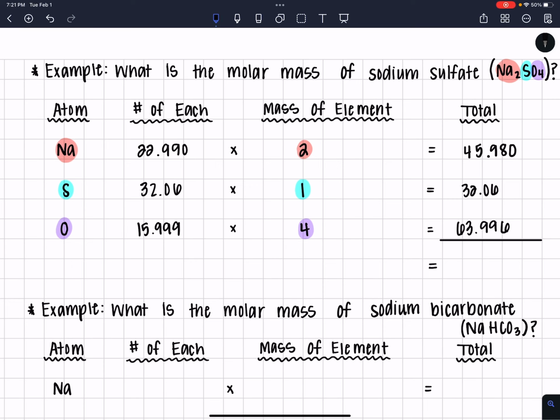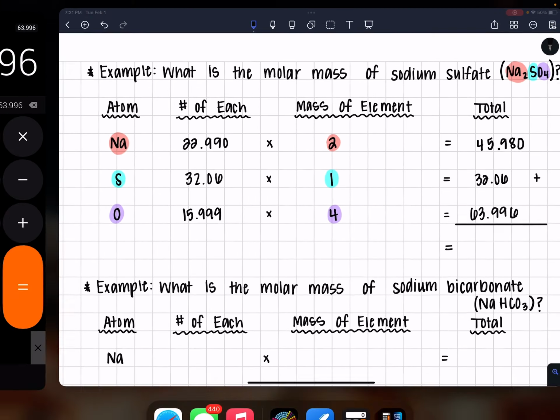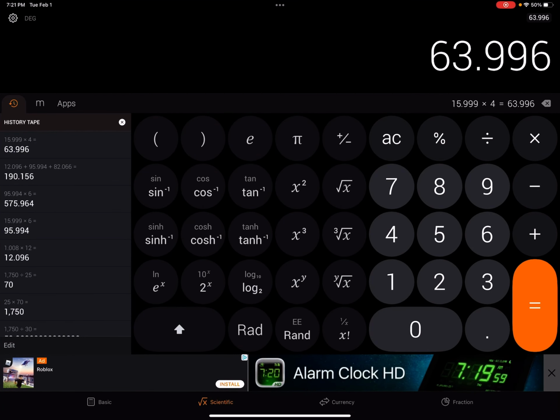63.996. Perfect. So I'm just going to add these 3 weights together, and that's going to get me the molar mass of sodium sulfate. So 45.980, let's hit plus.